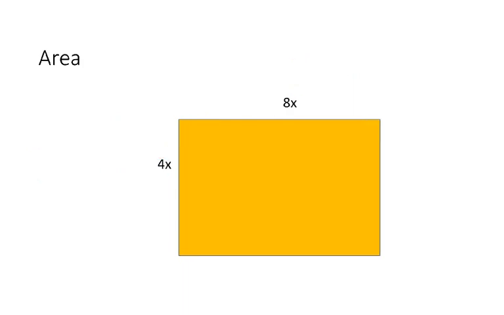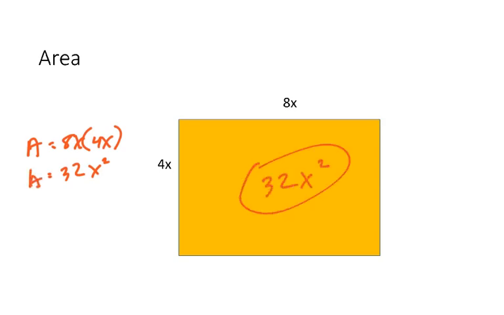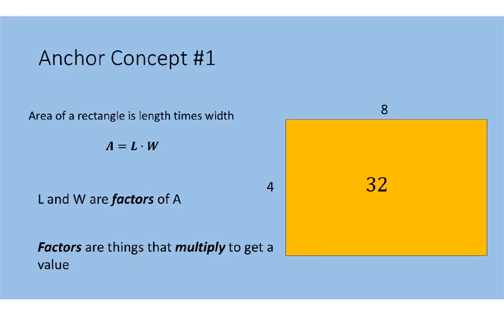If we're looking for the area of this one, the area is 8x times 4x, and that is 32x squared. So now we just have it a little bit more complicated. Both of them have x's, both of them have unknowns, but we still follow the same process of multiplying these two together. So our first anchor concept is that the area of a rectangle is the length times the width. And so we're always going to return back to that.